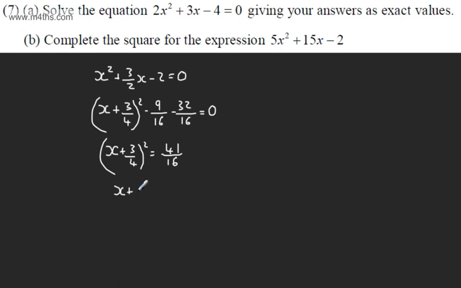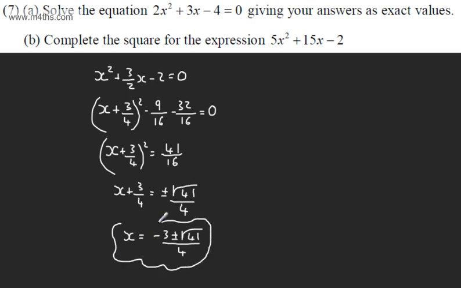Taking the square root of both sides, x plus 3 over 4 will be equal to plus or minus the square root of 41. 41 is a prime number, so we can write it as root 41 over root of 16, which is 4. So our solutions now are going to be x is equal to minus 3 plus or minus the square root of 41 over 4. I've simply subtracted the 3 over 4 from both sides and written this now with a common denominator. You don't have to write it in that way, but this now gives us the exact solutions.